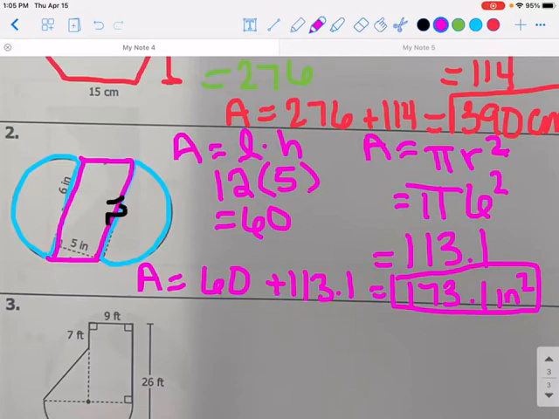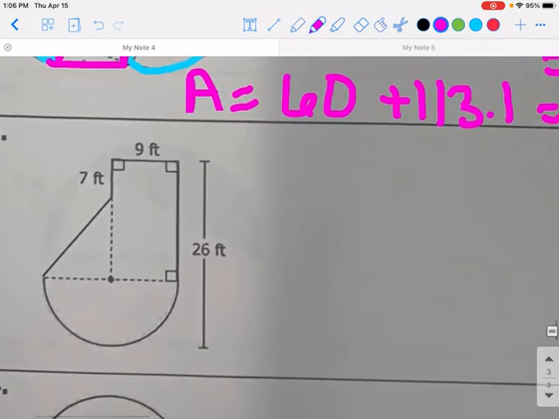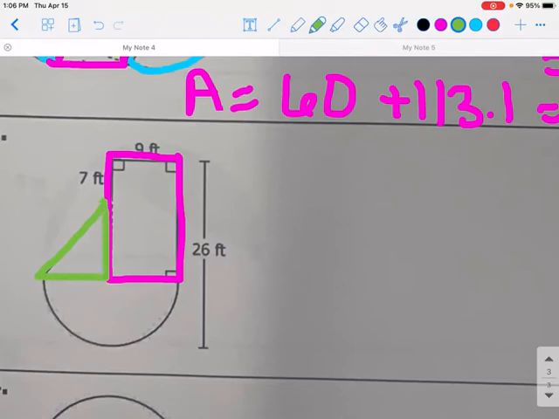Okay. Shape number 3. Getting more intense because now we have 3 shapes. I'm going to do this pink rectangle, a green triangle, and a blue half circle, semicircle. Okay, so starting with my rectangle, I know a rectangle is length times width. I only have my width right now, so I'm going to look in this picture first.